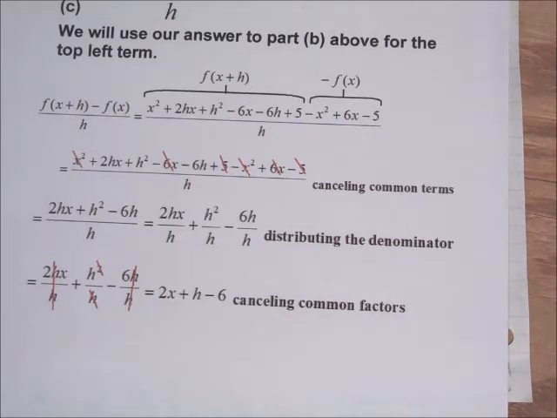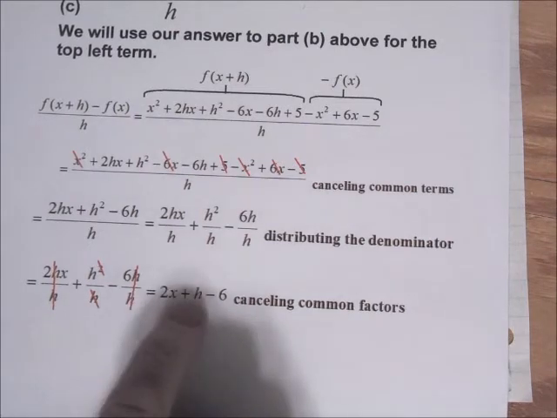So that's the slope of the secant line, and if we replace h by 0, that actually gives us a formula for the slope of the curve at any point on the graph.